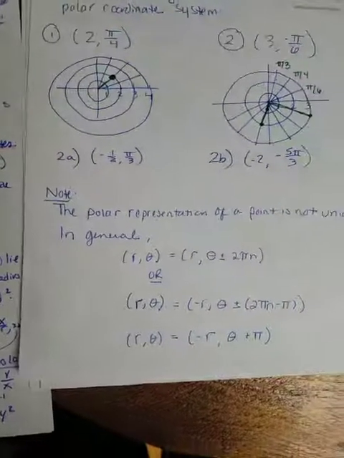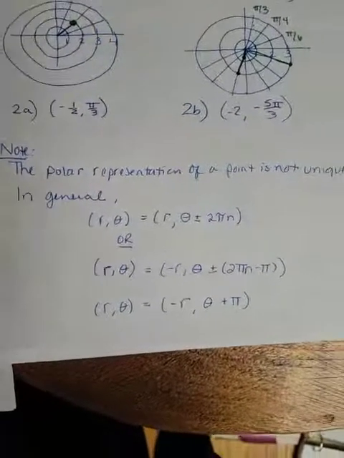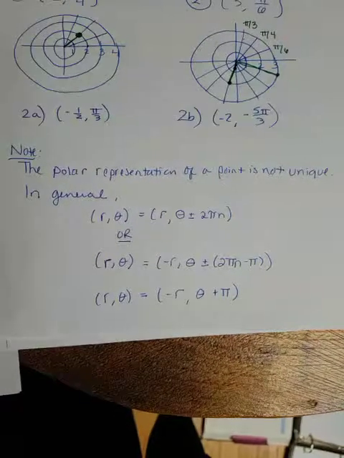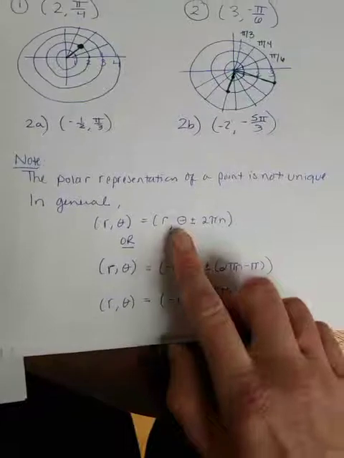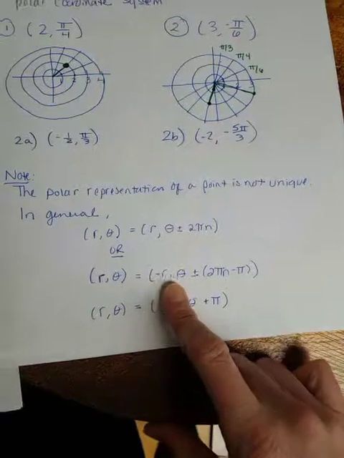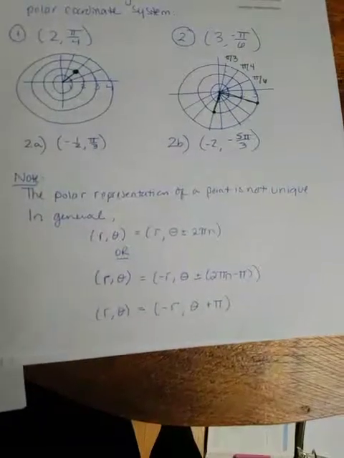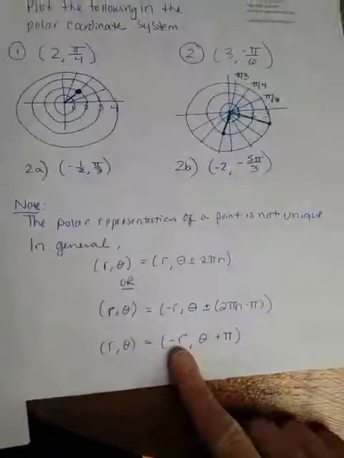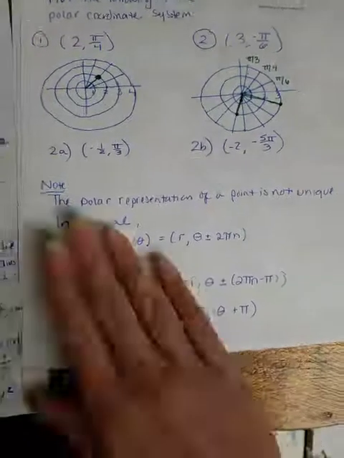Okay, so now moving on to finding multiple points. The polar representation of a point is not unique. So in general, (r, θ) is the same point as (r, θ ± 2πn), or (-r, θ ± 2πn - π), which is the same as (-r, θ + π). If you're like, what? Here we go, let's try an example.